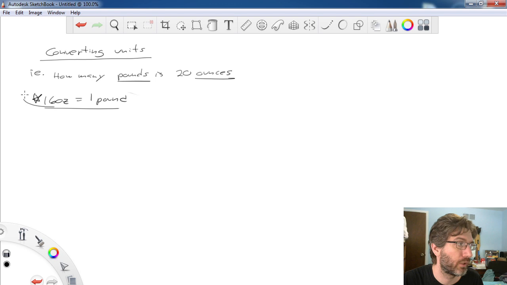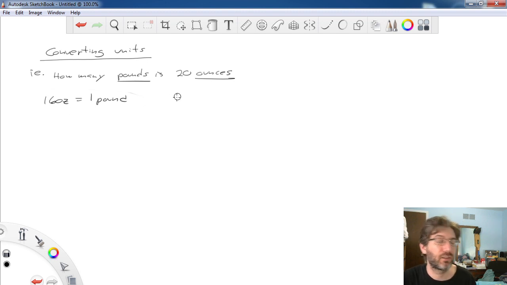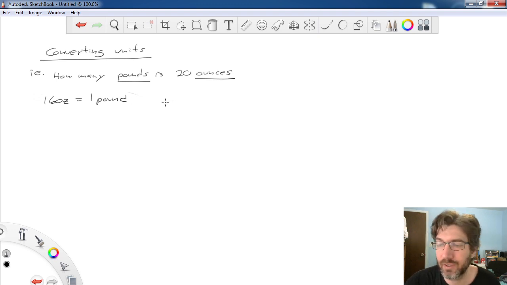I'd be very surprised if you didn't know there were 12 inches in a foot. 16 ounces in a pound, maybe. You might know, maybe you might not. I don't know how much you use ounces and pounds in your everyday life. I know I stress the metric system a lot because it's just easier. But there it is. So how do you do dimensional analysis?